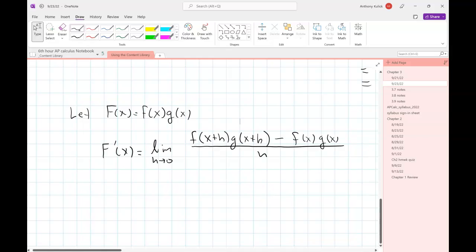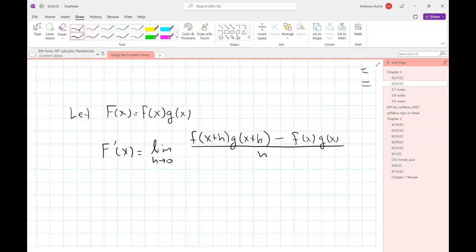Now I'm going to take a look at that and see if there's any clever algebra or some rearranging I might be able to do to break this apart. I'm not really seeing anything, Mr. Kulik, which probably means the algebraic trick you're going to pull out here is going to be something that's really going to make me groan.